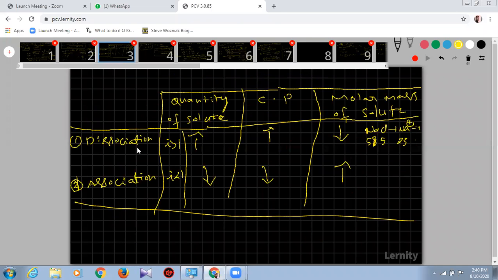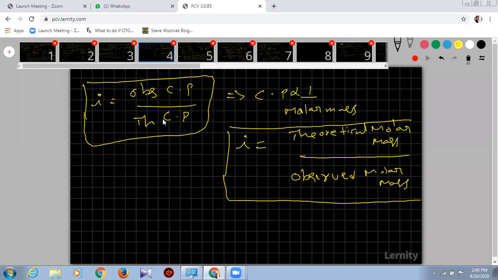This is related to degree of dissociation and association. In the case of dissociation, the quantity of solute will increase, colligative property increases, and molar mass decreases. In association, i would be less than 1 and the quantity of solute decreases, colligative property decreases, and molar mass increases. So colligative property and molar mass are inversely proportional. Next, i is the observed colligative property by the theoretical property. Since colligative property is inversely related to molar mass, this formula is reversed: theoretical molar mass by observed molar mass.